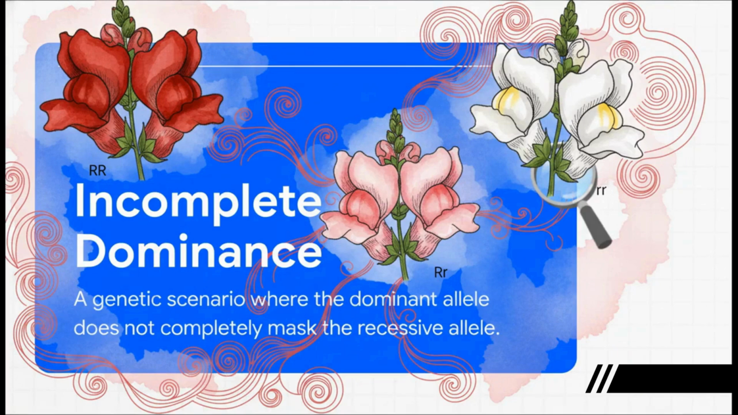Okay, first up, incomplete dominance. The key word you need to burn into your brain here is blending. It's like mixing paint. With snapdragons, the dominant allele for red isn't strong enough to completely cover up the recessive one for white. So when you cross a pure red flower with a pure white one, you don't get red, you get this beautiful in-between phenotype, pink.